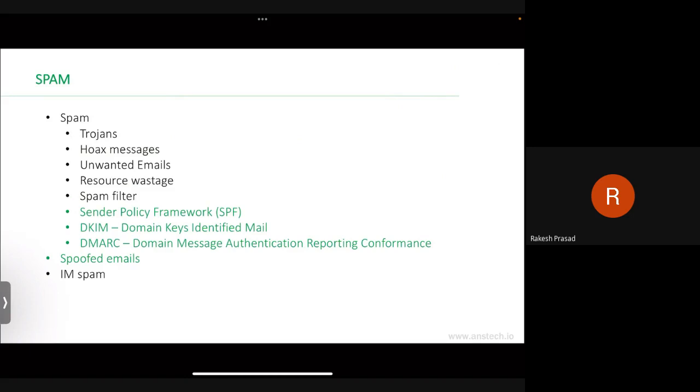Then another way of carrying out social engineering is spam. Spam is carried out using Trojans. You send a Trojan, you send hoax messages, you send unwanted emails. This is how you carry out social engineering using spam. And how to protect against spam is generally using these three. You should know these three. One is Sender Policy Framework. One is DomainKeys Identified Mail. And one is DMARC. You should know these three key concepts and how spam is protected, which I'll be discussing going forward.